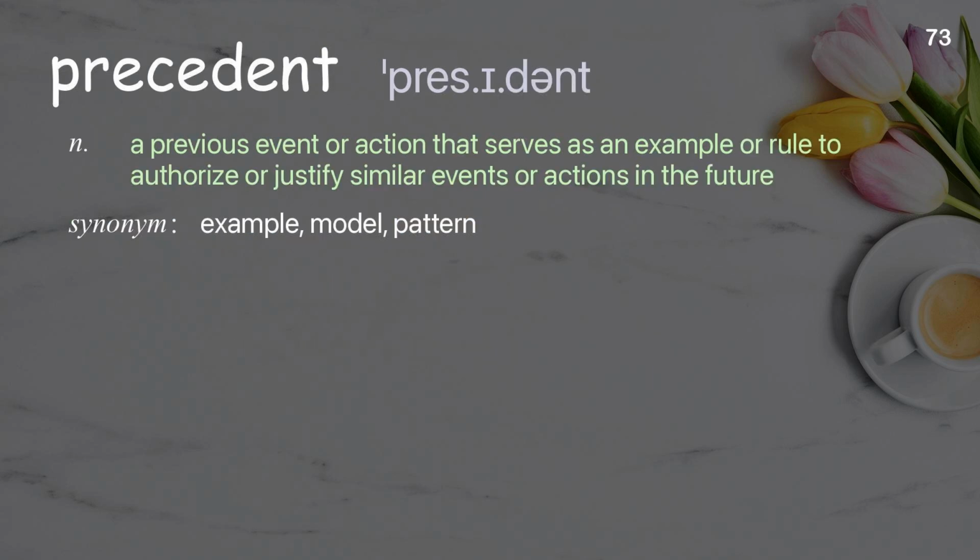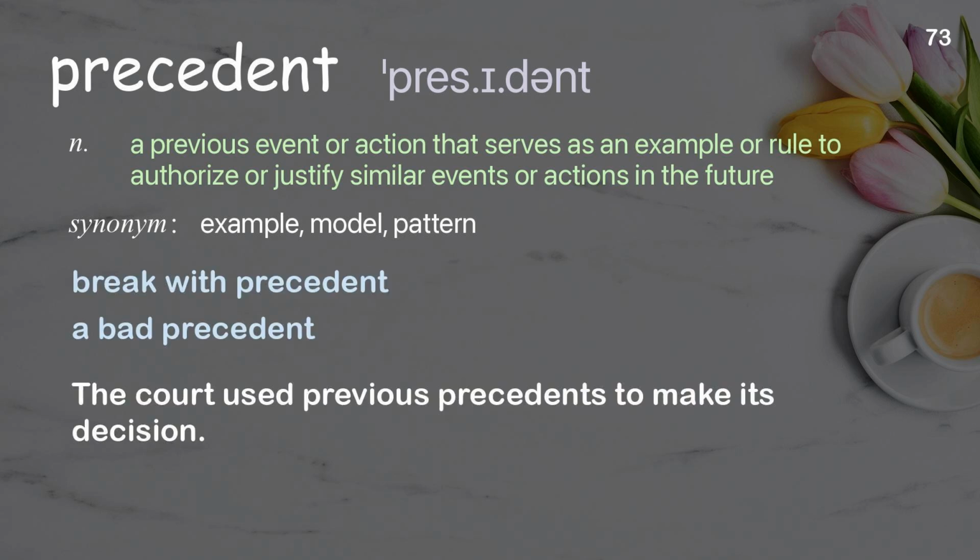Precedent. A previous event or action that serves as an example or rule to authorize or justify similar events or actions in the future. Examples: Break with precedent. A bad precedent. The court used previous precedents to make its decision.